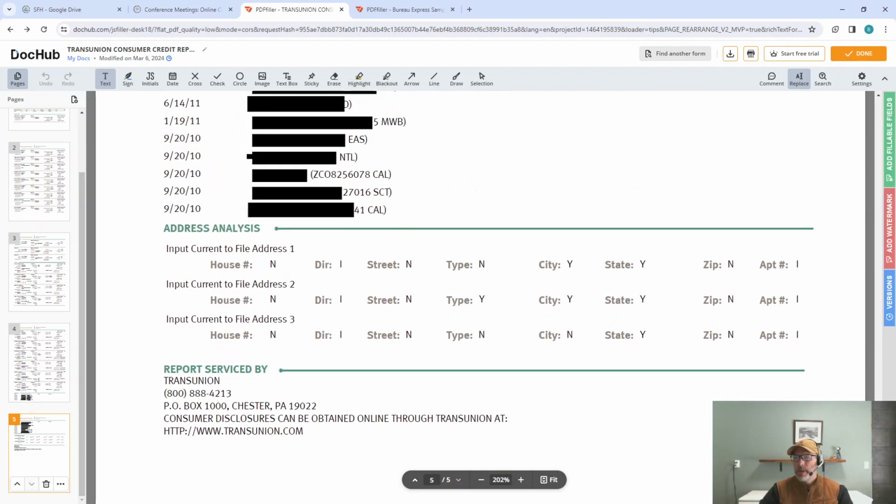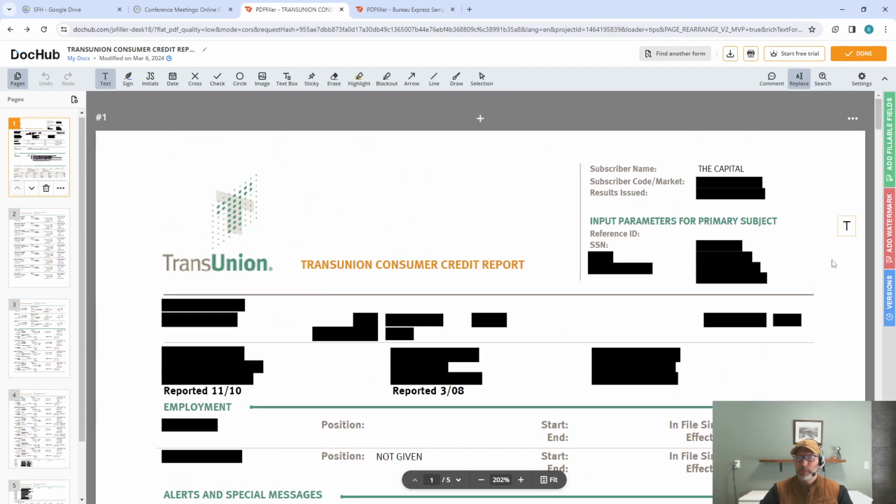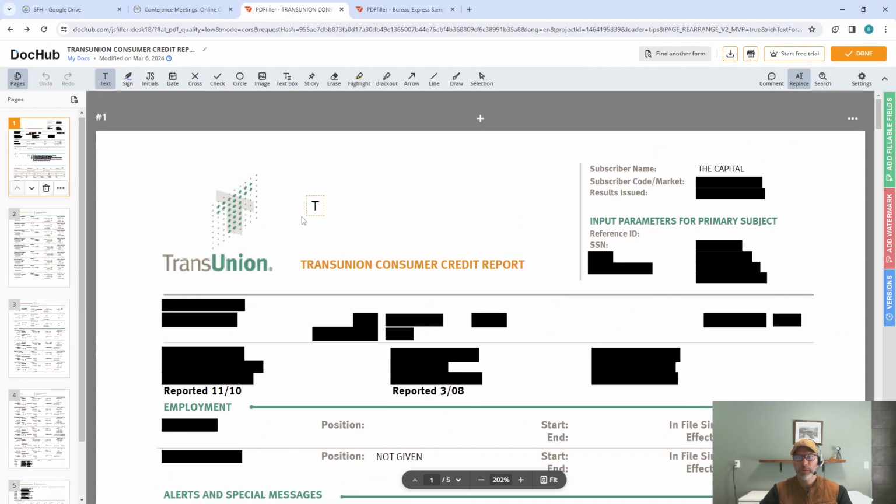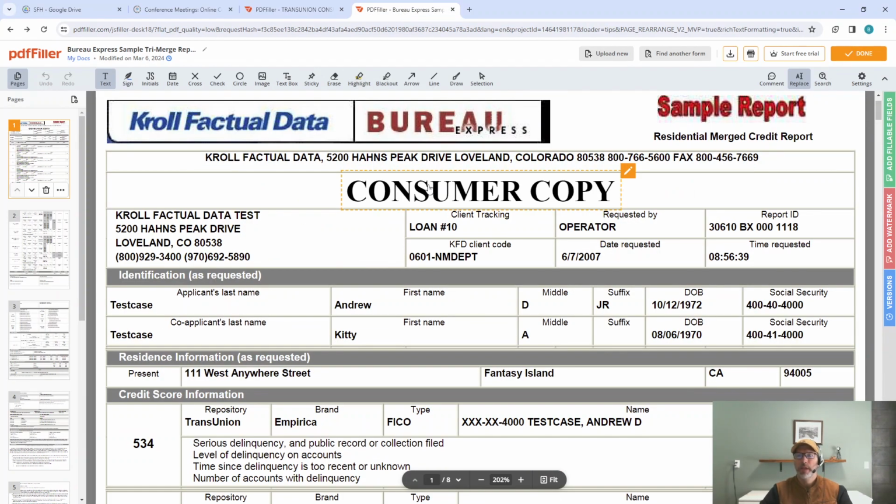So that is one type of credit report that someone may see if they're looking at a loan, or if you request your own credit report from the credit agency, you may get something similar to this. However, they generally don't provide the credit score to consumers unless you ask for and pay for it separately. Now, this is a Kroll Factual Data.